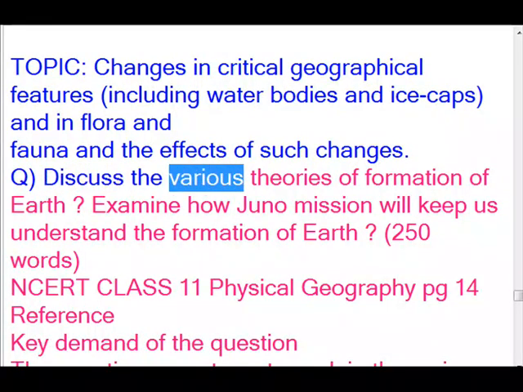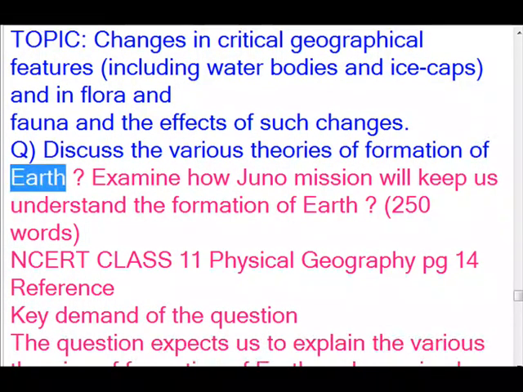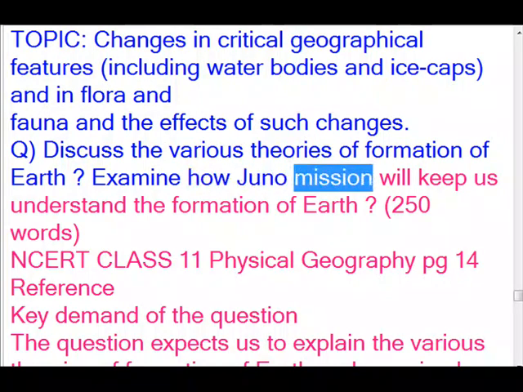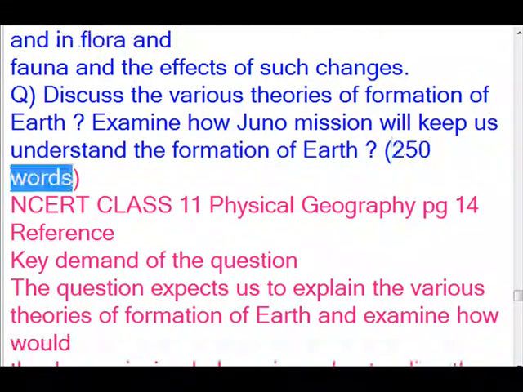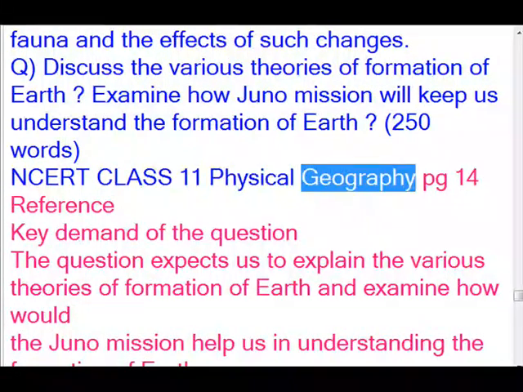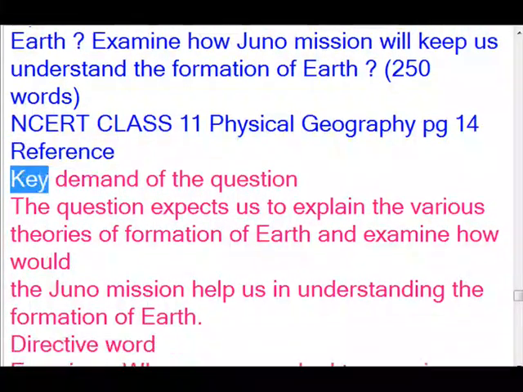Q. Discuss the various theories of formation of Earth. Examine how the Juno mission will help us understand the formation of Earth. 250 words. NCERT Class 11 Physical Geography, page 14. Reference. Key demand of the question.